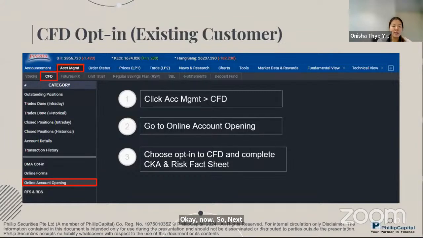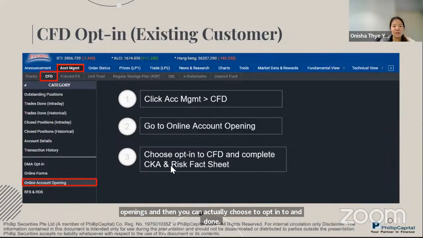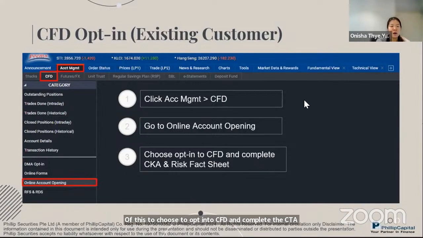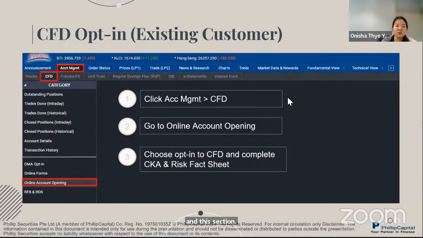For our existing customers who want to opt into our MT5 account, it's very easy. You log into your POEMS account, then go to account management, CFD, and then online account openings. You can choose to opt in to CFD MT5, and then complete the CKA and VIS fact sheet. This is for our existing customers who already have a POEMS stock account, to open a CFD account.